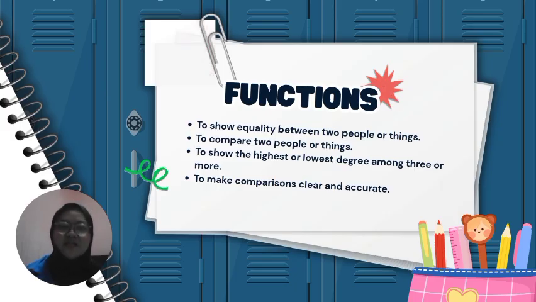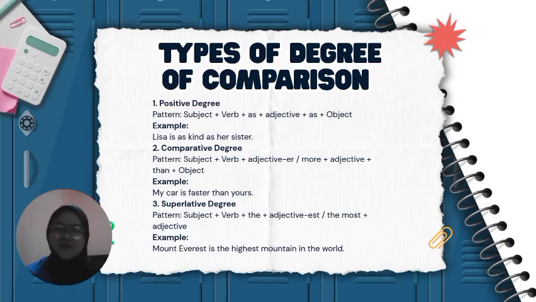The third function is to express the highest or the lowest quality among three or more people or things. For example, Mount Everest is the highest mountain in the world. So, degree of comparison helps us make comparisons more clearly and accurately. Now, let's learn the three types one by one. The first type is positive degree. It is used to show that two people or things are equal. The pattern is subject plus verb plus as plus adjective plus as plus object. For example, Lisa is as kind as her sister.